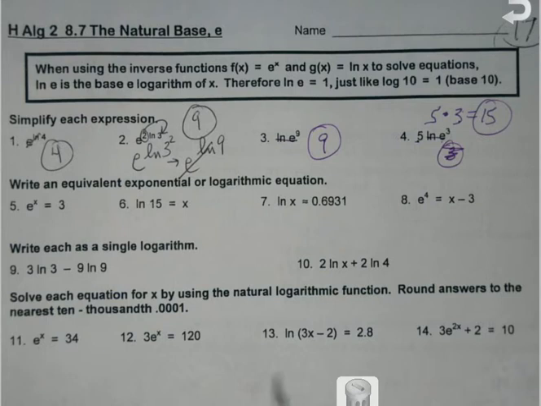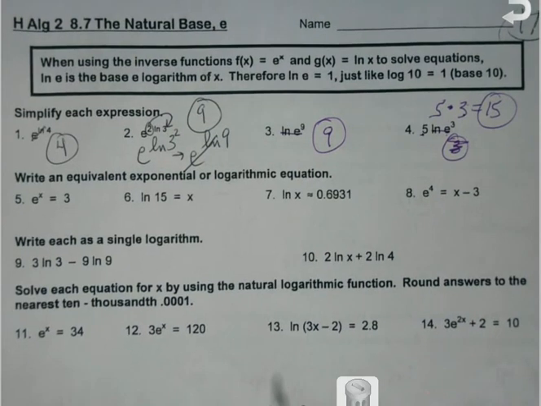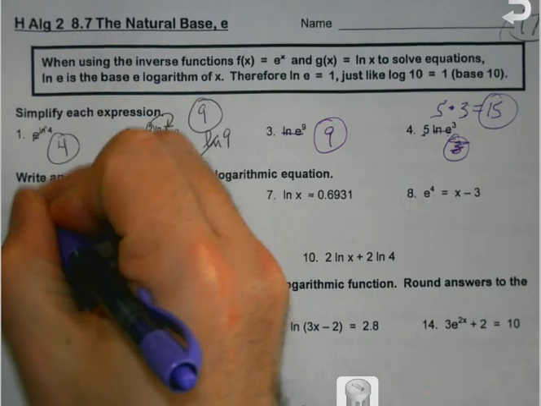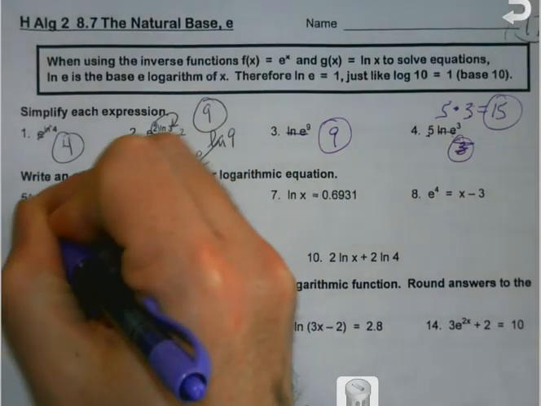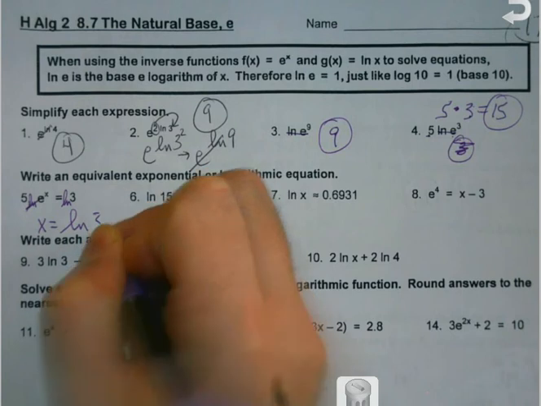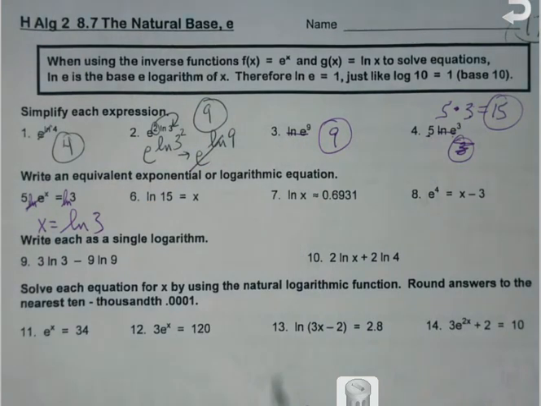Write an equivalent exponential or logarithmic function. Okay. So if I were trying to solve this for x, what would I need to do? How do I get rid of the e? You put an ln there. So x would equal natural log of 3. That is your logarithmic expression. So basically, you're just rewriting it as though you were solving it.